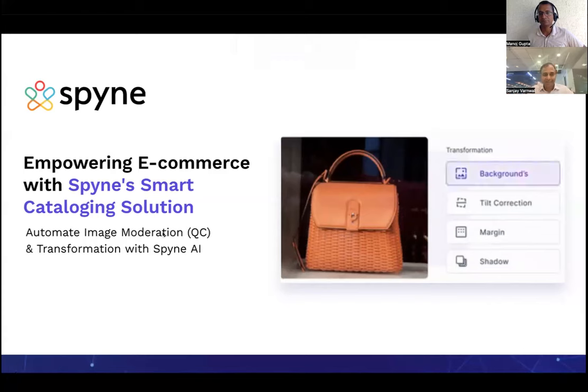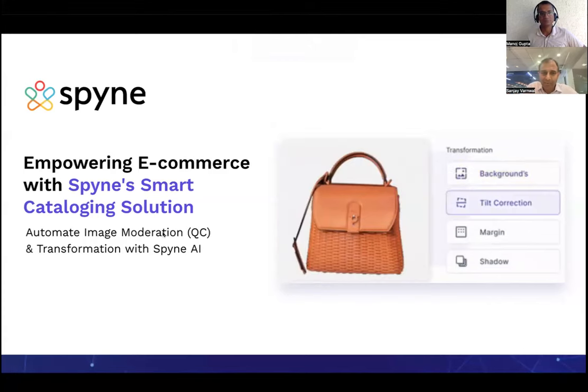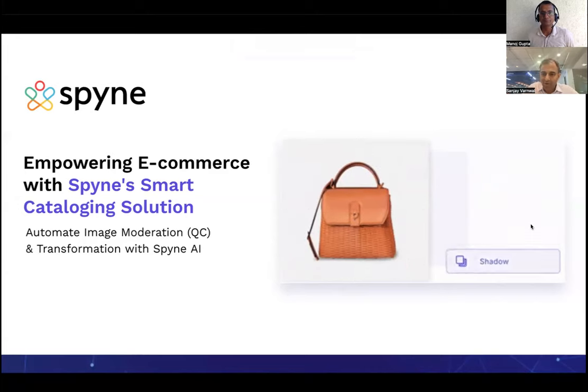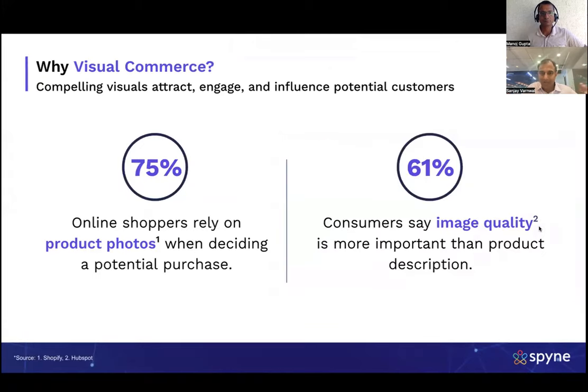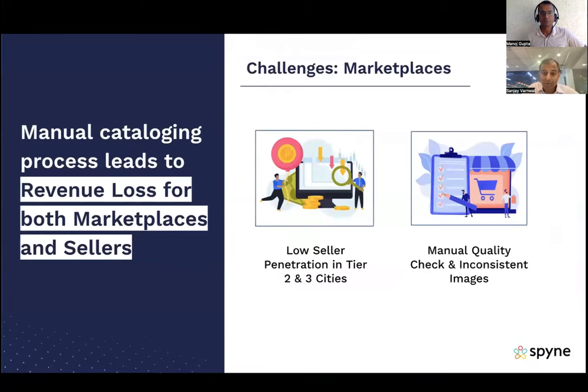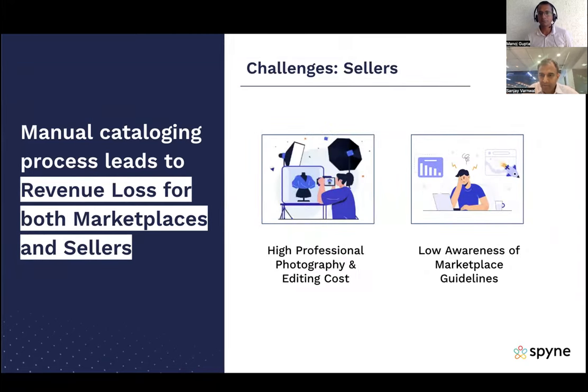As I said, we are working in the e-commerce domain to create self-serve smart cataloging tech, and we are going deeper and deeper in solving this problem. Everyone knows the importance of images, so I don't need to spend much time here. We have solved challenges for large marketplaces like Walmart, Flipkart, Amazon, and similar large SKU-based ecosystems. At the same time, we have deployed the same solution for the sellers in the ecosystem as well. Let me take you through how we are solving these challenges.